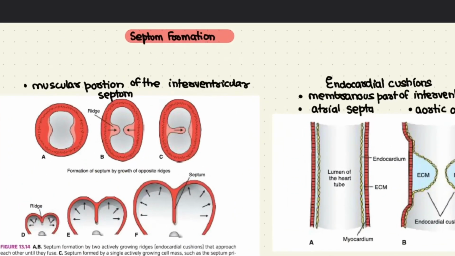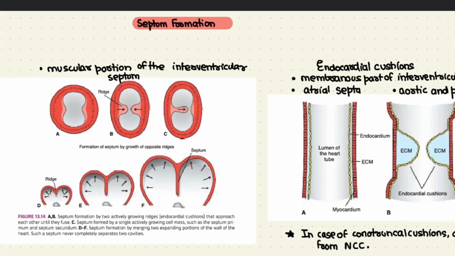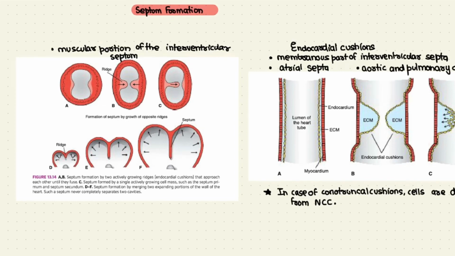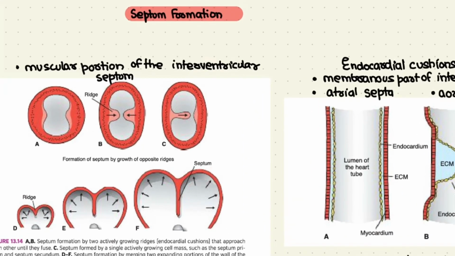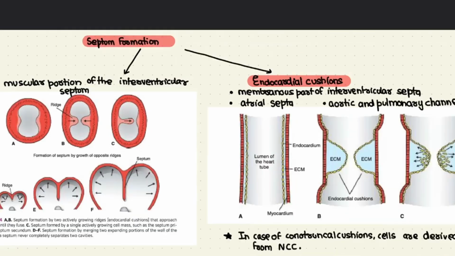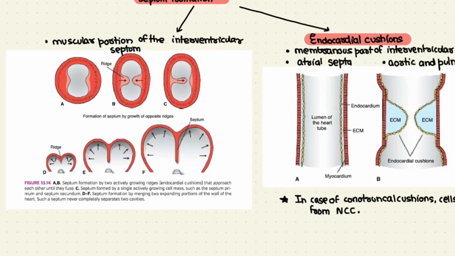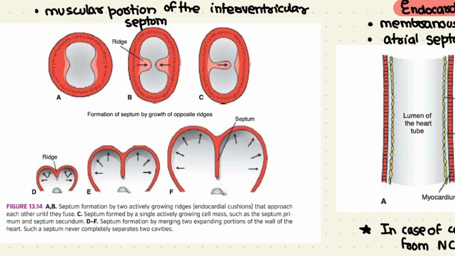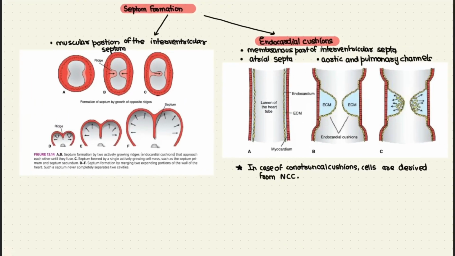So we are proceeding into another section of heart development, that is the septum formation. In reality, there are basically two mechanisms through which septum formation can occur. There is the mechanism of endocardial cushions, and there is just the sheer approximation of two tissues that basically contributes to the formation of the different septa in the body.